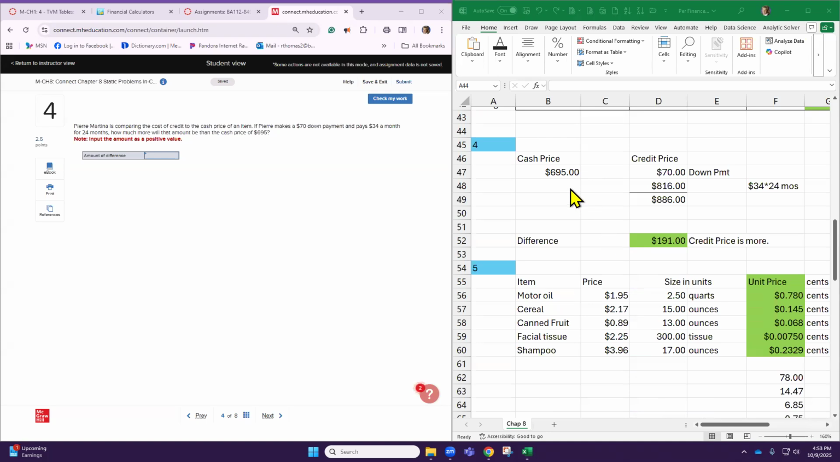So we've got the cash price of $695. If he puts $70 down and the rest is $34 a month for 24 months, that means he's going to have $816.